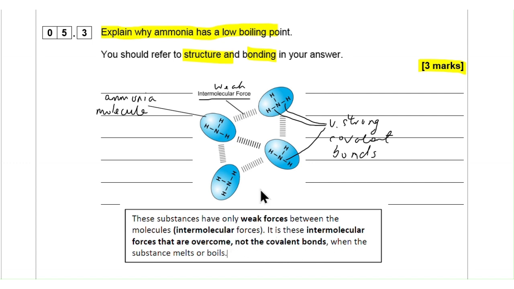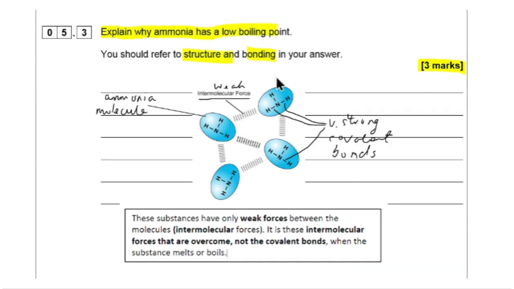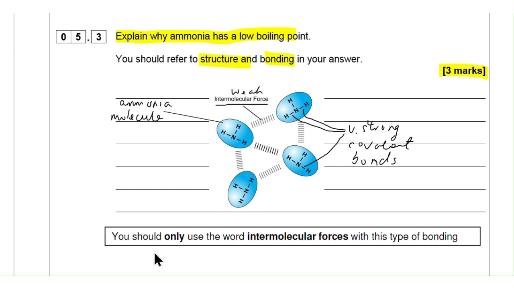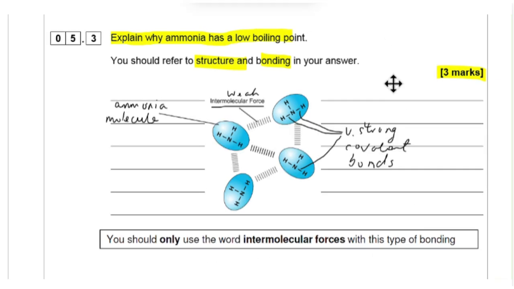Within the molecule, the black lines represent very strong covalent bonds, and these molecular substances like ammonia have only weak forces between the molecules. As we say, we call these intermolecular forces. And it is these that are overcome when there's a change of state, not the covalent bonds. And with this type of question, you should only use this phrase intermolecular forces or weak intermolecular forces. I used to call it whiffies with my students. It's just a way of trying to get them to remember it.